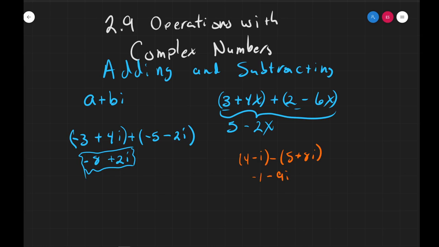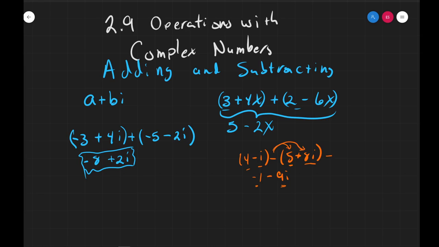All right, hopefully you came up with negative 1 minus 9i. If we took 4 minus 5, 4 minus 5 gives us negative 1. If we take negative i and then subtract 8 positive i's from it, so we take negative 1i minus 8 more i's, we get negative 9 i's. So when you're subtracting, just be really careful, because you're going to have to distribute that minus sign into the parentheses.